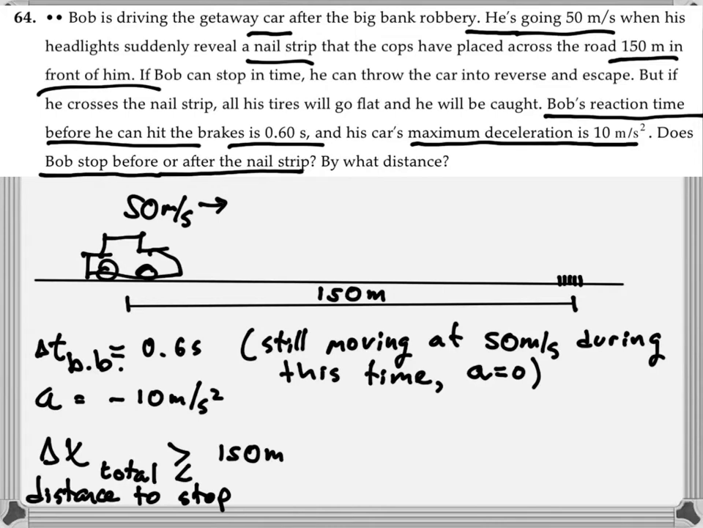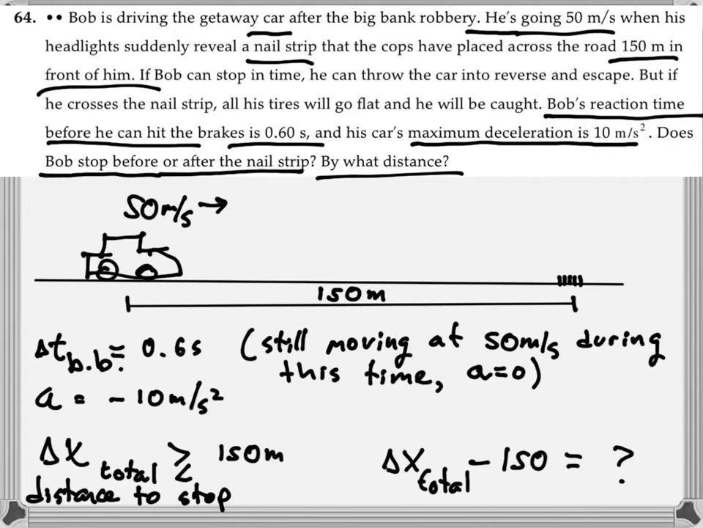Depending on what number we get, we're going to see whether it's bigger than 150, which means that Bob is going to drive over the nail strip, or if it's less than 150, which means he's going to be able to stop before the nail strip, go in reverse and escape. They also ask us to calculate by what distance Bob stops before or after the nail strip. So once we know the distance it takes Bob to stop, we're going to subtract 150 and see the distance between the nail strip and the car once the car has stopped. All right, so that is the plan.